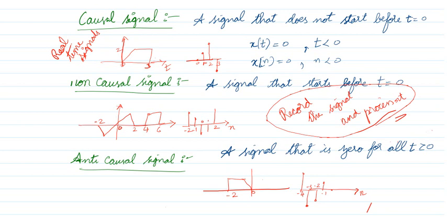Then what is an anti-causal signal? An anti-causal signal is exactly opposite to a causal signal. A causal signal is only for positive time; for negative time it is 0. But an anti-causal signal is only for negative time; for positive time it is 0. That is, the signal is 0 for all positive time t greater than 0. It is quite opposite. Causal and anti-causal are completely opposite. If you observe, this is only for negative time. For positive time it is not there.